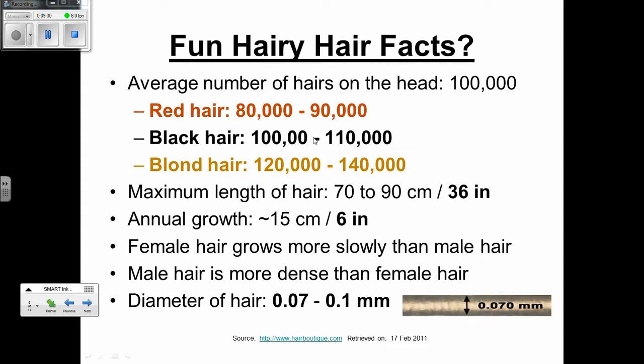All right, black hair is typically around 100,000 hairs per head, whereas a blonde, you typically have more hair as a blonde than anybody else. For most people, the maximum length of hair that you will get is 3 feet long. Once it reaches 3 feet, it's not going to grow anymore. That's not true for everybody, but that's for most individuals. Annual growth rate of 6 inches per year. Some people grow faster than others. I know mine grows faster than that, at least where I have hair.